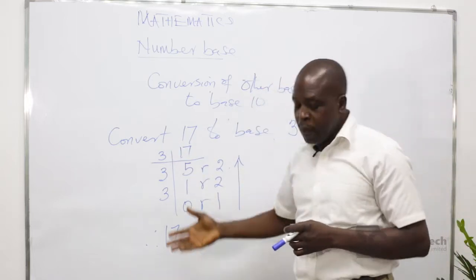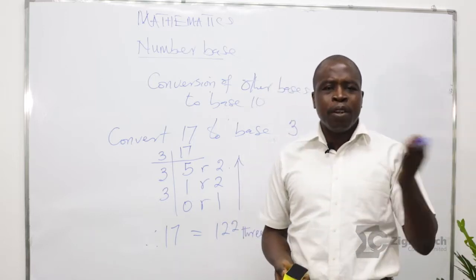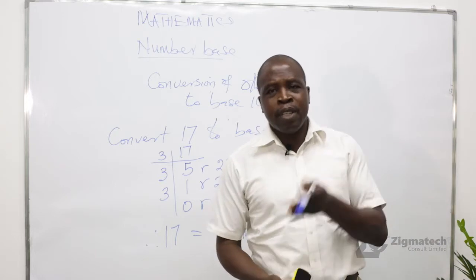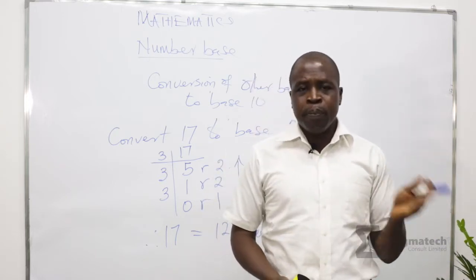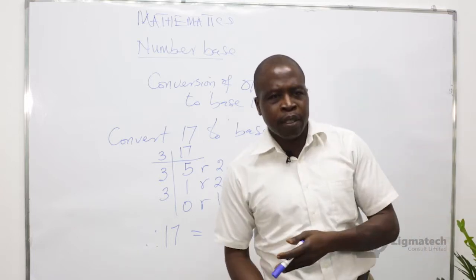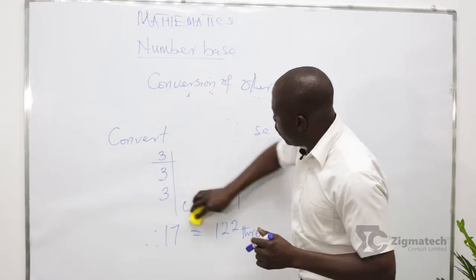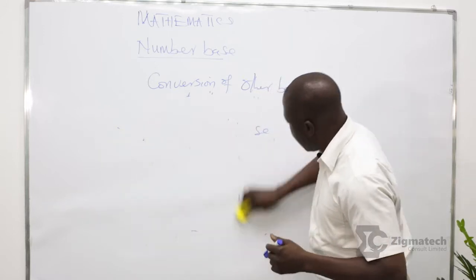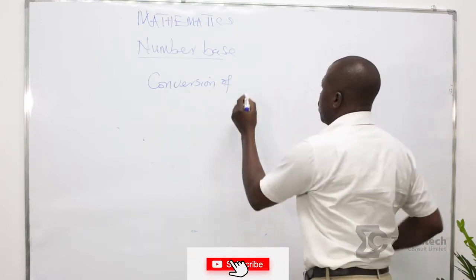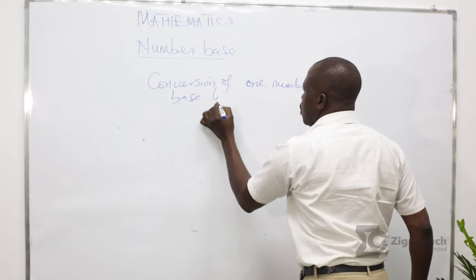That is how we convert a number from any other base to base 10 and a number from base 10 to any other base. Now, how can we convert from one base number to another other than 10? If you want to convert from one base number to another, we first of all have to pass through base 10. You convert such number to base 10 and from base 10 to another number. Let us check. Conversion of one number base to another.